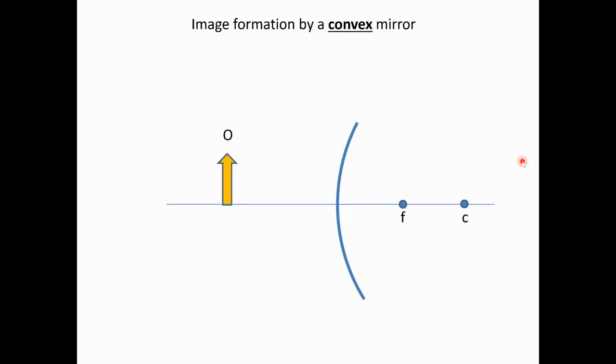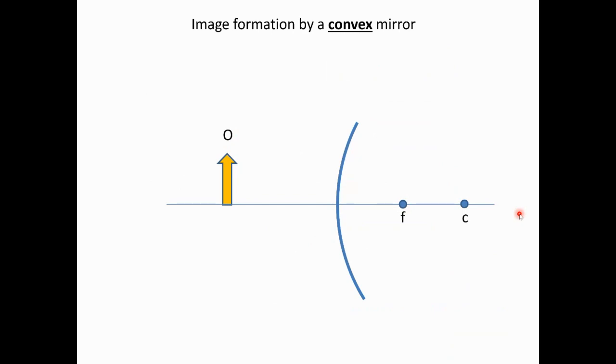All right. A convex mirror is just the same thing turned around. The mirroring is on the other side. The light comes from the left here. There's the object. Focal point you indicate on the right. There's the center. Again, it's a portion of a sphere whose center is here. The focal point is halfway between the mirror and the center.